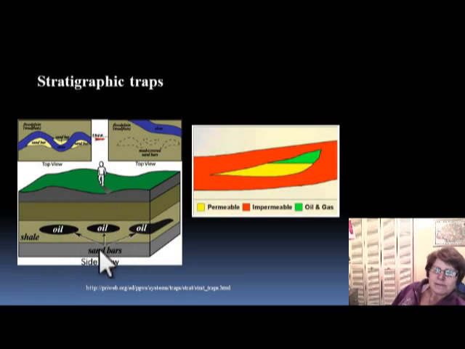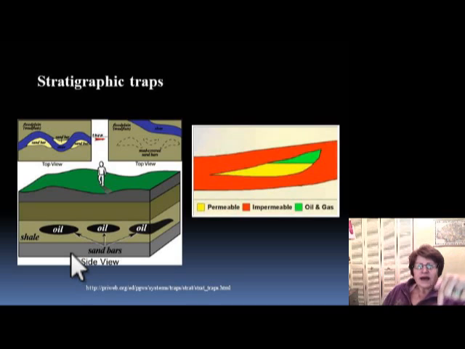If you go back in time, because this shows going back in time, and as the river is moving back and forth on its own floodplain, if you go down, you will find different channel deposits with possibly oil in them at different levels and different areas. So that's one type of stratigraphic trap.